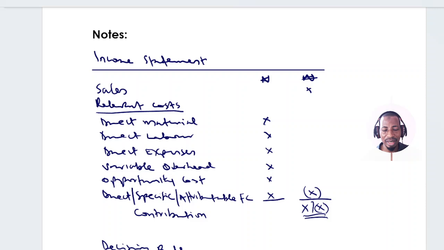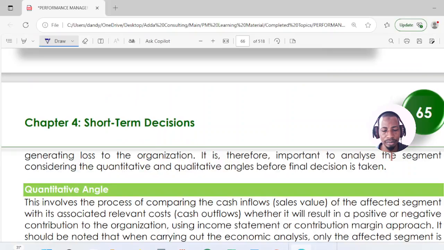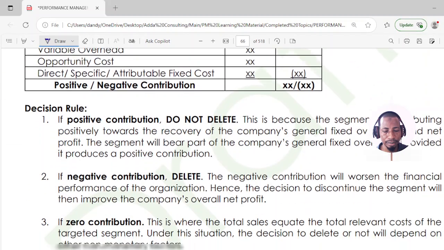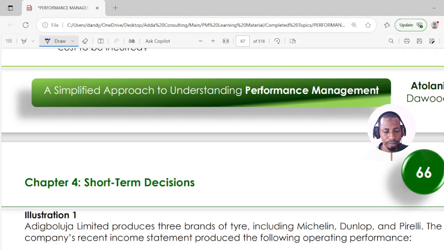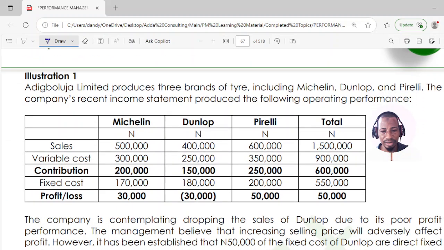So that is basically that. Now let's have an illustration. Let's have this illustration.